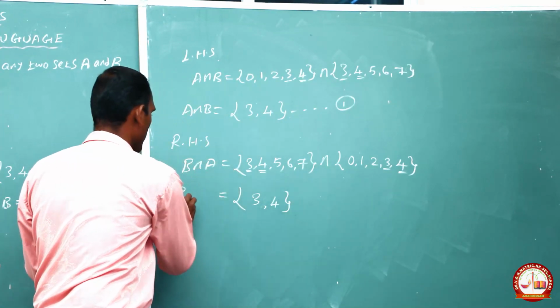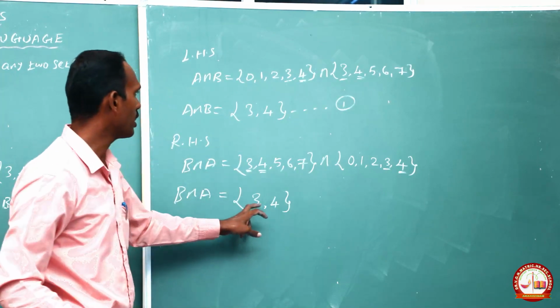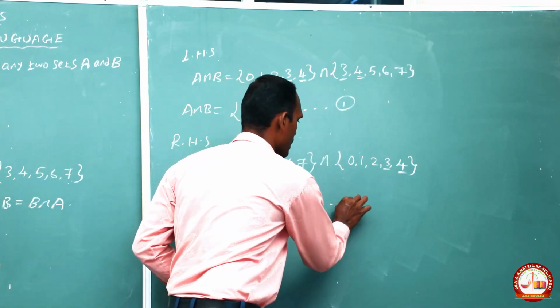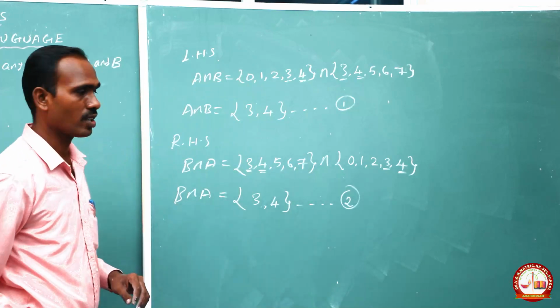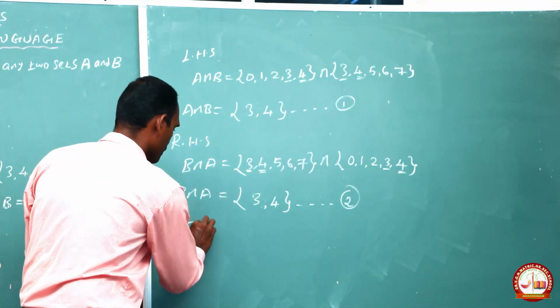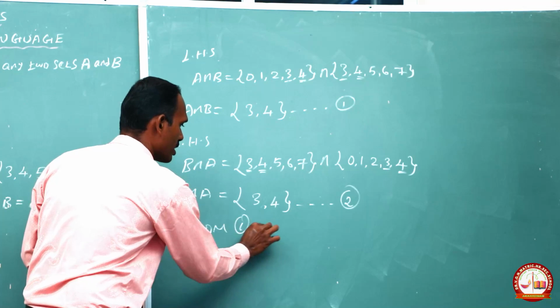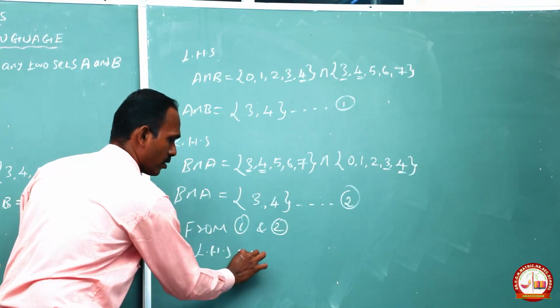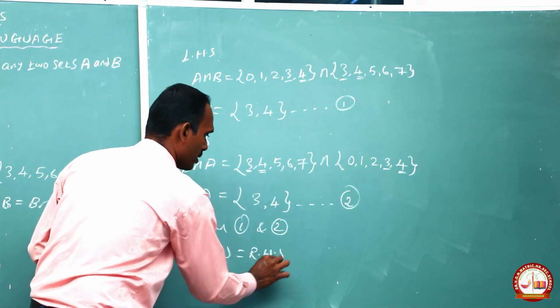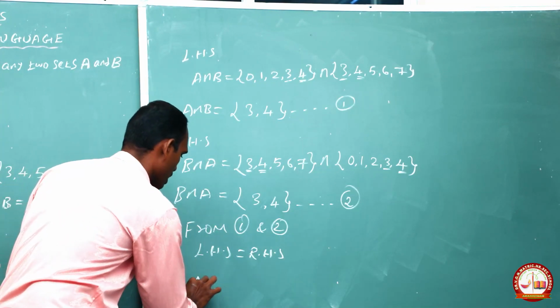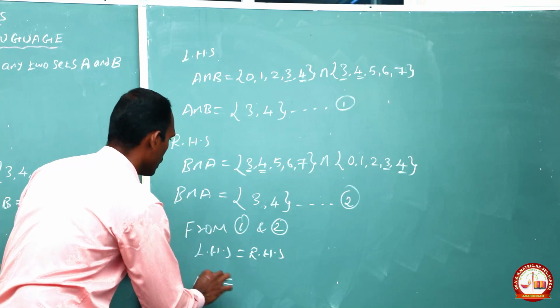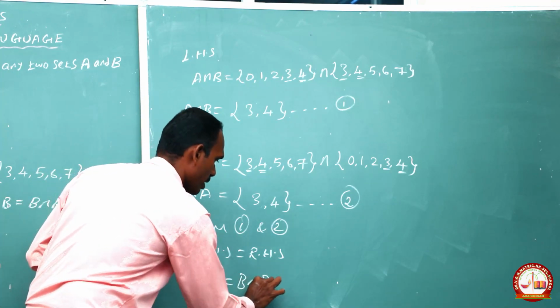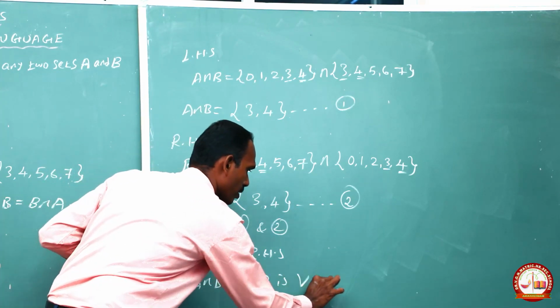So B intersection A equal to {3, 4}. This we take as the second equation. So from the first and second equation, left hand side equal to right hand side. A intersection B equal to B intersection A is verified.